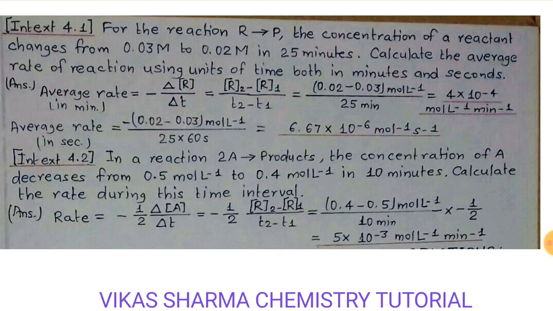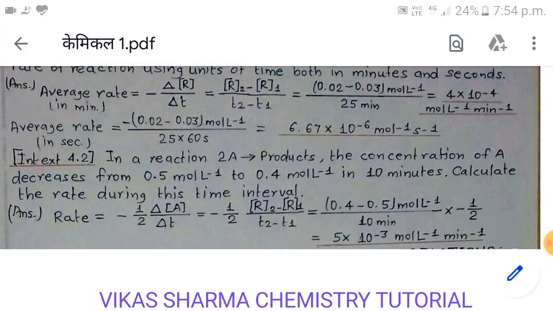Here rate of reaction is equal to minus 1 upon 2, because the reactant has 2 moles, so 2 is in the denominator, then delta concentration of A divided by delta T. Here minus 1 upon 2 times R2, the final concentration of reactant, minus R1 concentration, then divided by T2 minus T1. Here R2, the final concentration, is 0.4, initial concentration is 0.5, and the time is given as 10 minutes. So the answer is 5 into 10 to the power minus 3 mole per liter per minute.